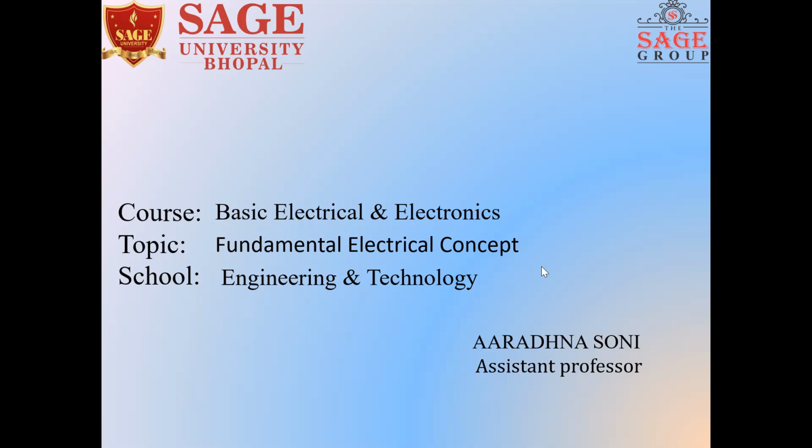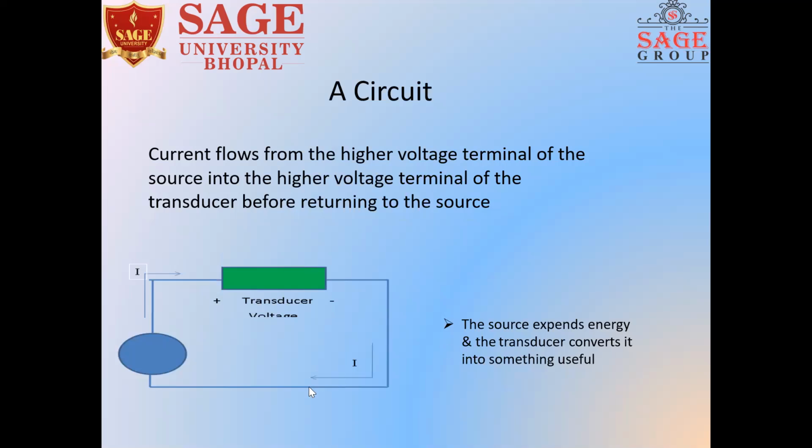I'm going to teach the fundamentals of electrical concepts. So now move on to a circuit. What is a circuit? In a circuit, current flows from the higher voltage terminal of the source into the higher voltage terminal of the transducer, before returning to the source. The circuit is complete. The source expends energy and the transducer converts it into something useful.